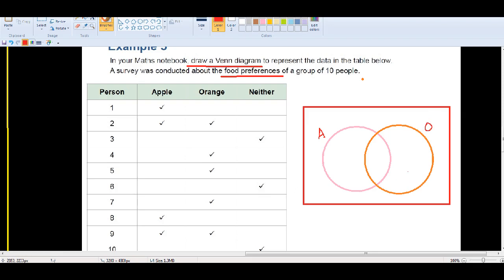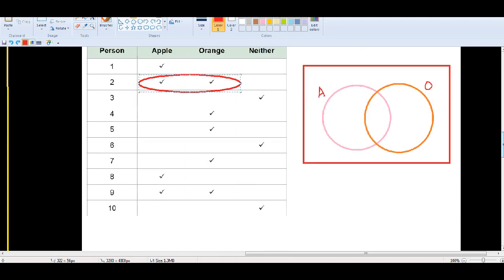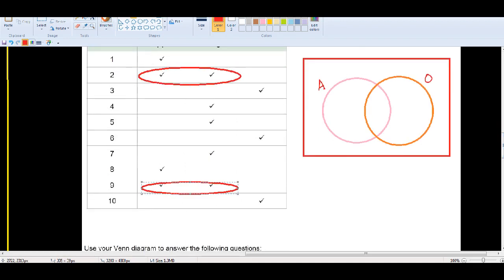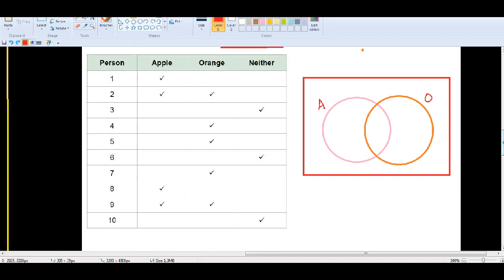So which part shall we fill in first? Remember, we shall always fill in the intersecting part. The intersecting part means the number of people who like both apple and orange. How many of them? You see, 1, 2, so only 2 of them like both apple and orange. There are 2 of them.